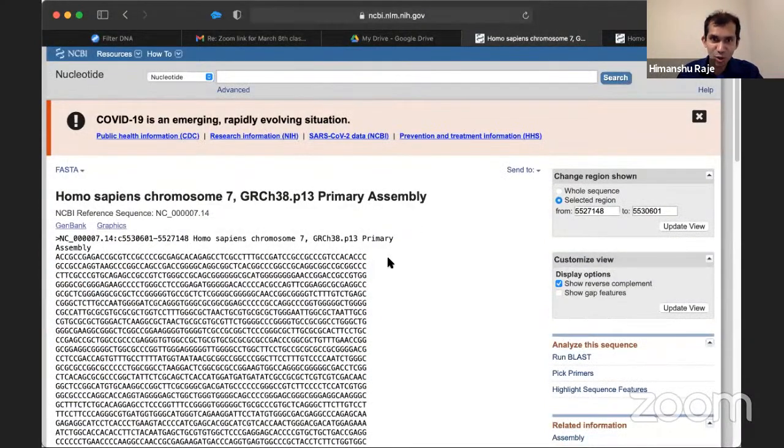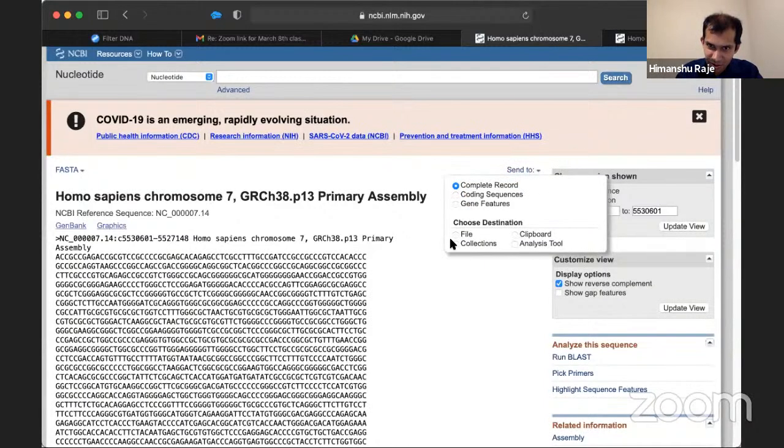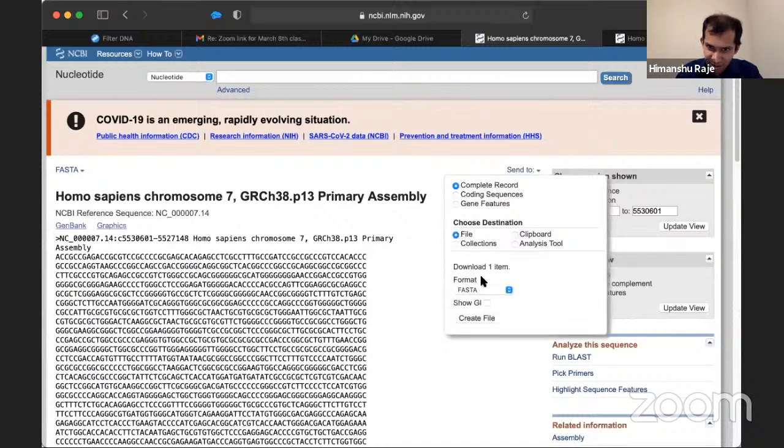You can do one more thing. If you want a standalone FASTA file from this sequence, all you got to do is just click Send to, File, select format FASTA, and say Create file. This will actually download a FASTA file of that sequence on your computer. If you have some software installed on your computer, you can use this feature.